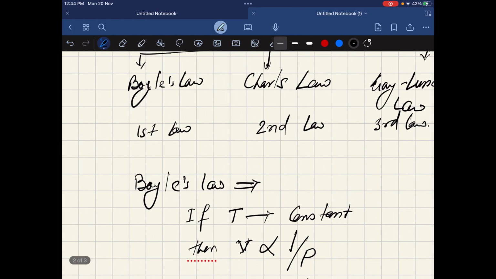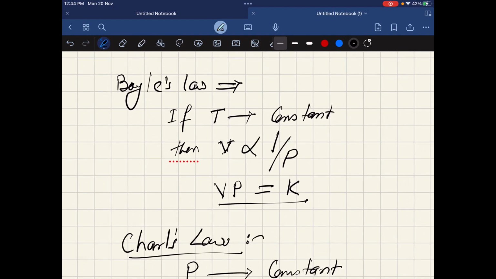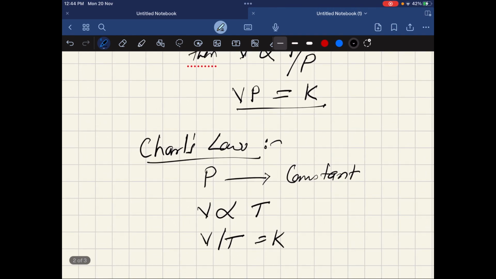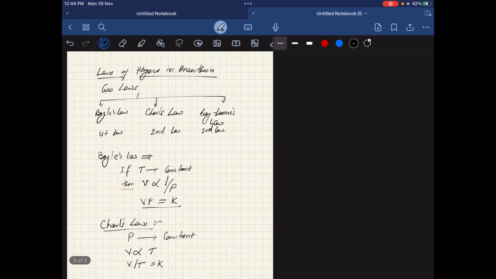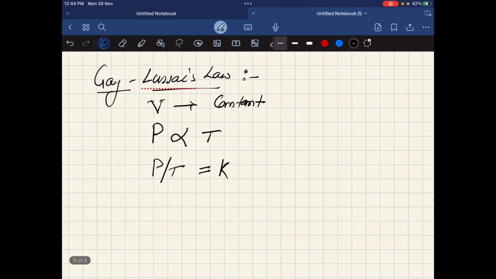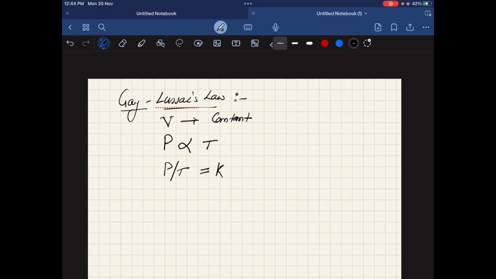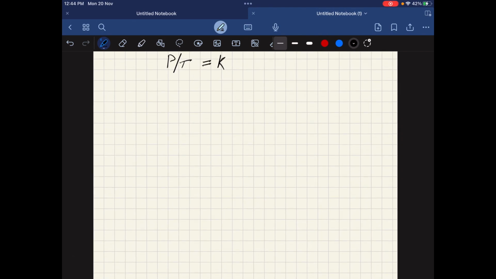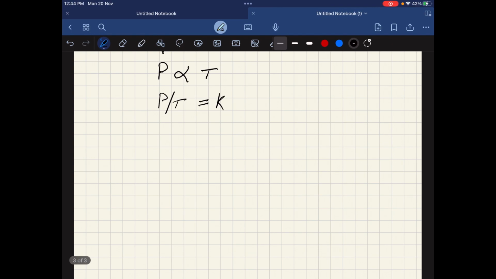Just as a revision, Boyle's law says if temperature is constant, volume of the gas is inversely proportional to the pressure, PV is equal to constant, while Charles' law says if the pressure is constant, volume is directly proportional to the temperature, V upon T is equal to K, while Gay-Lussac's law says if the volume is constant, pressure is directly proportional to temperature, and P upon T is equal to K. This is about the first, second, and third gas laws.